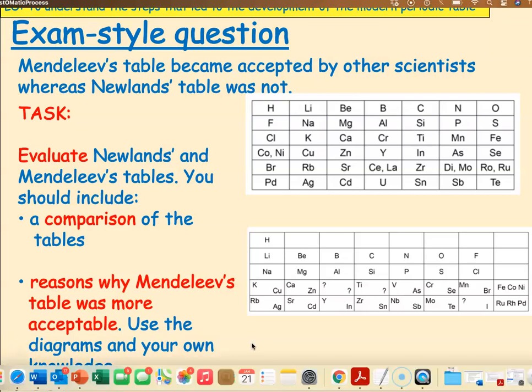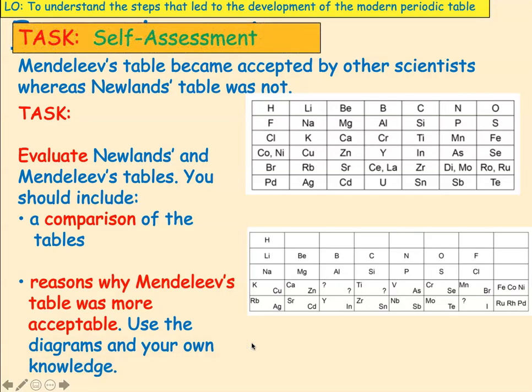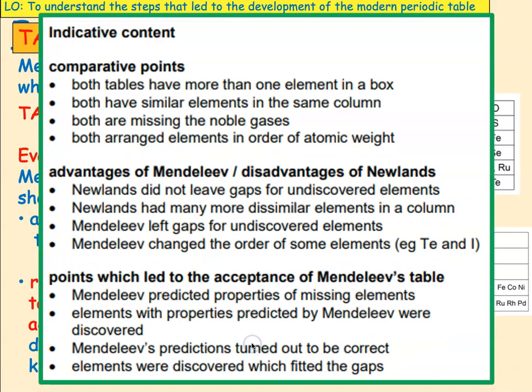Okay, hopefully you had some success with that. Right, so let's have a look at the answer that the exam board gave. Okay, so comparative points, so things that they both do the same. They both have more than one element in some of the boxes. They both have similar elements in the same column. Both are missing the noble gases. Both arrange the elements in order of atomic weight.